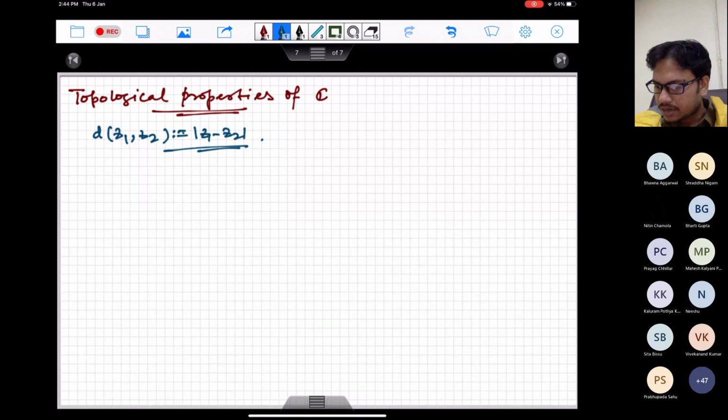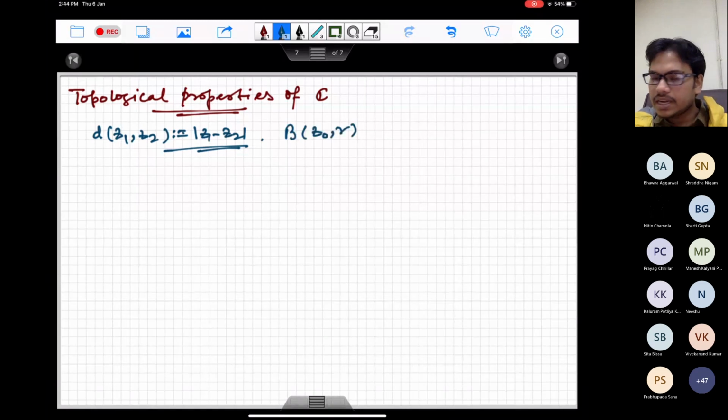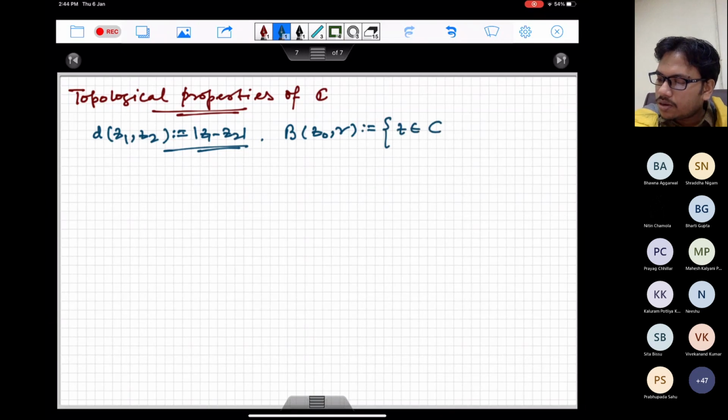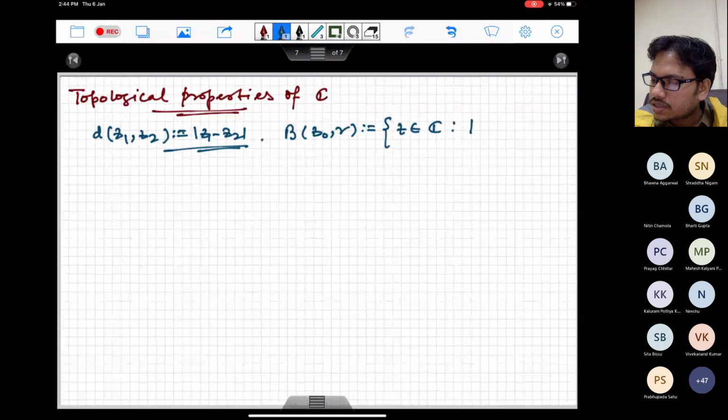We can define a metric on C in an analogous form, and exactly like you used to consider open intervals and closed intervals as subsets of R, here also we are going to have open balls and closed balls. So for example, if I have a positive radius r, then an open ball centered at z naught with radius r is defined as the set of all complex numbers z in C such that mod of z minus z naught is less than r.